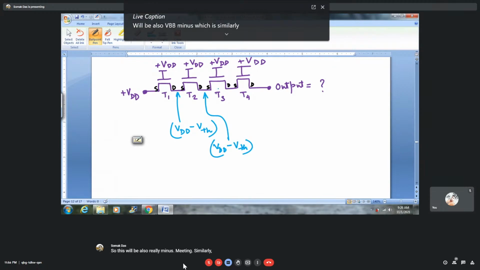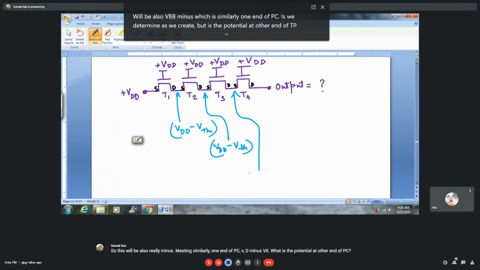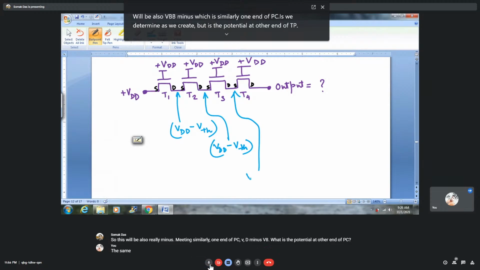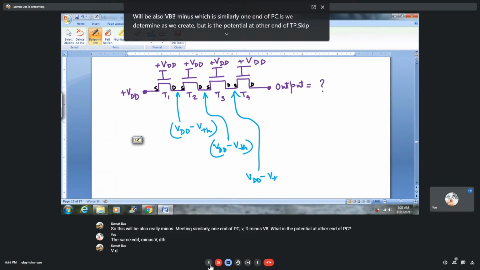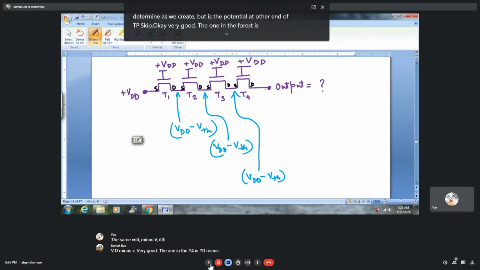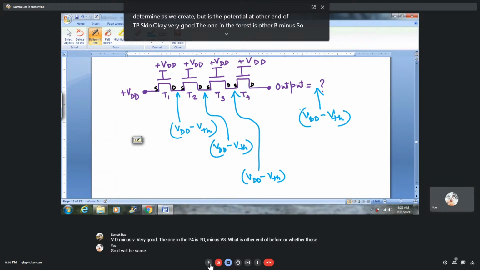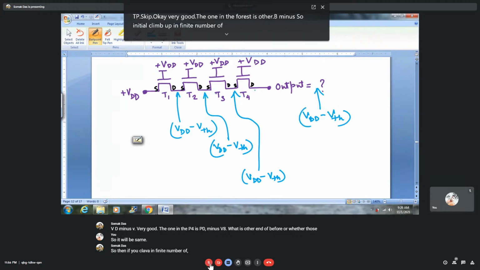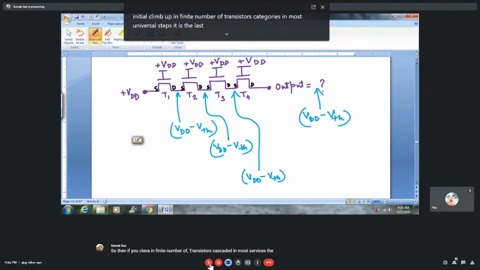Similarly, one end of T3 is VDD minus VTH. What is the potential at the other end of T3? VDD minus VTH. Okay, very good. So one end of T4 is VDD minus VTH. What is the other end of T4, or rather the output potential? VDD minus VTH. So even if you cascade an infinite number of transistors, the last output will be VDD minus VTH for this kind of configuration. Is it clear or not?